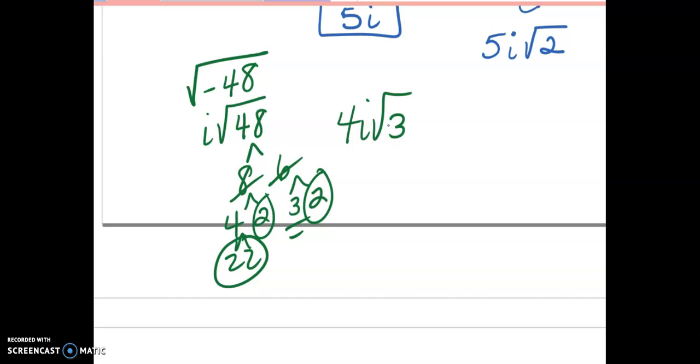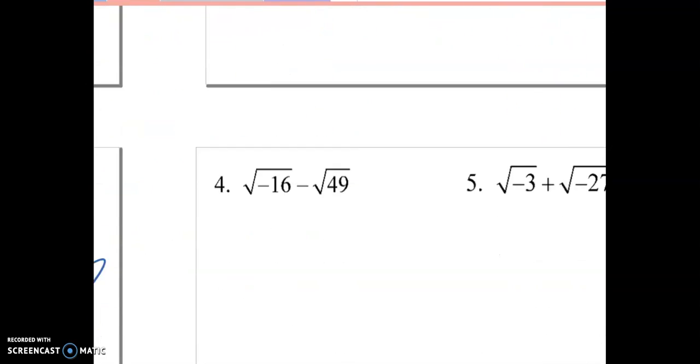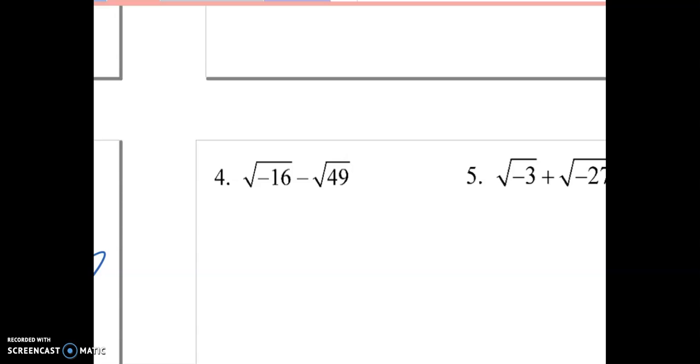Okay? So once you get the concept that i equals square root of -1, we really should be able to do any operation of radicals with imaginary numbers. Now, the thing you want to be careful about, you cannot do this. This is a real number. So we can't put these together because this is not real and this is real.